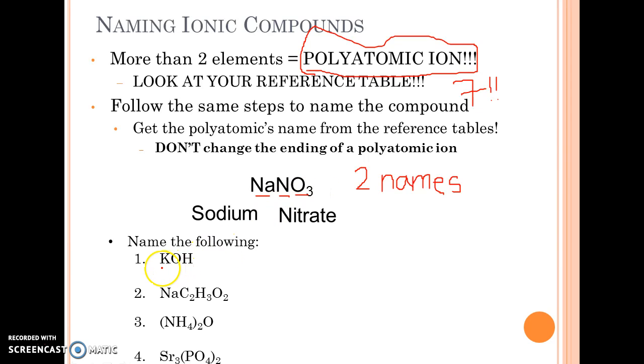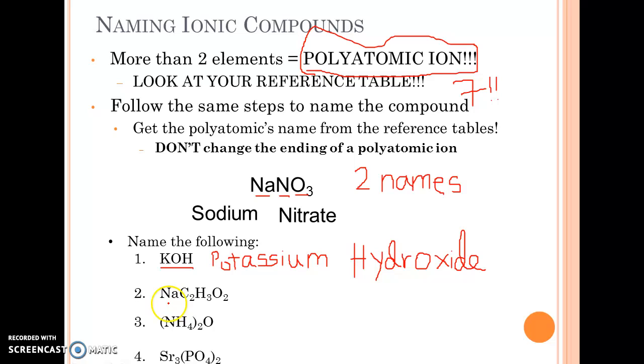So let's look at these. We have KOH. Again, I see 3 elements here, which should be a clear indicator that we have a polyatomic ion. K is potassium. OH, if we look in the reference table, is hydroxide. Next we have NaC2H3O2. We have 4 elements in here, yet we're only allowed to write 2 words. So we're going to find Na on the periodic table, and it is sodium. And we're going to find C2H3O2 in the reference table, and it is acetate.